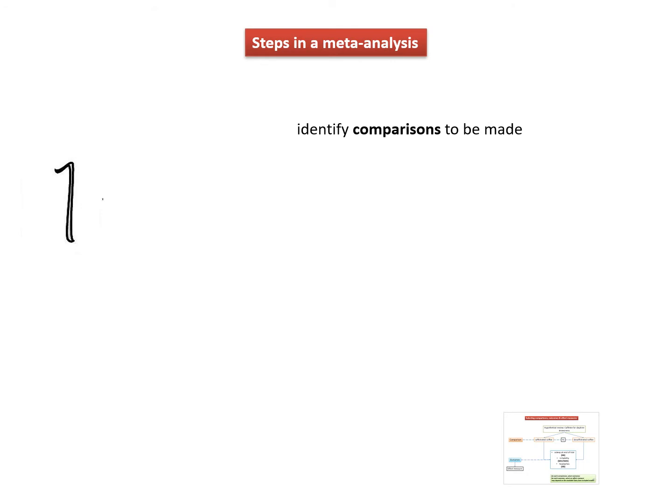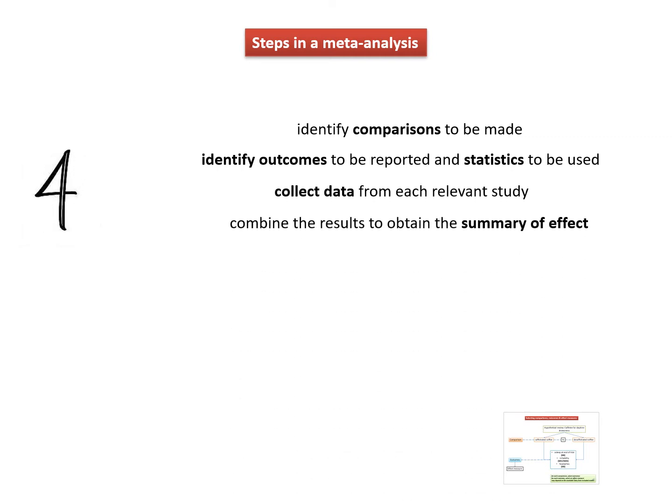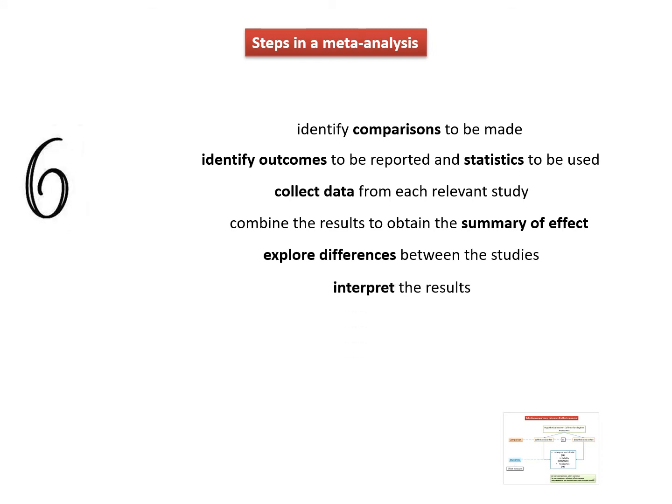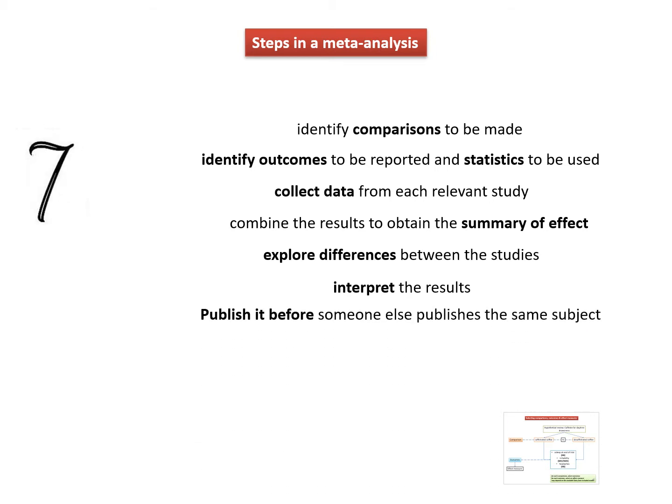These are the basic steps in a meta-analysis. Firstly, you must identify comparisons to be made. Secondly, you identify outcomes to be reported and the statistics to be used. Then you must collect data from each relevant study and combine these results to obtain the summary of effect. You then can explore differences between the studies and interpret these results. But most importantly, you must publish it before someone else publishes the same subject.